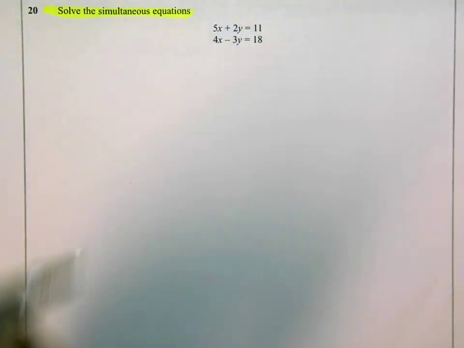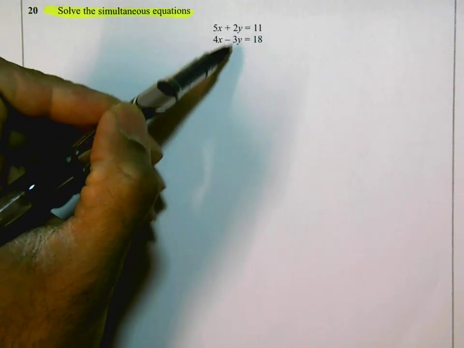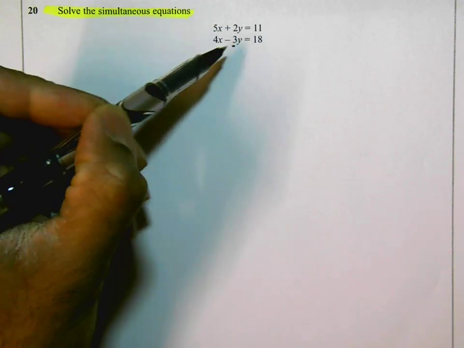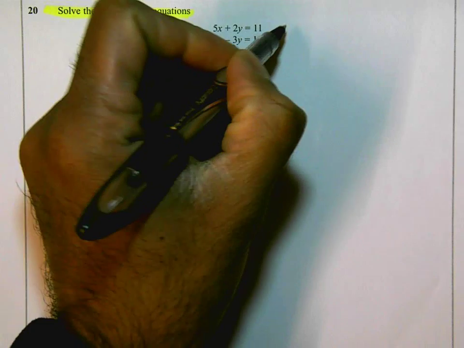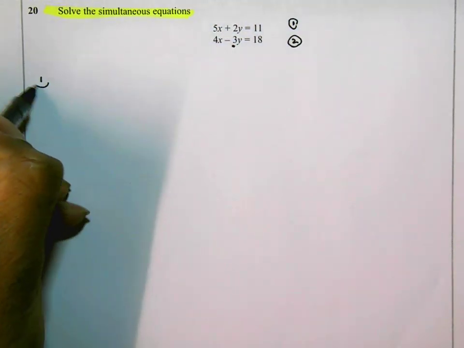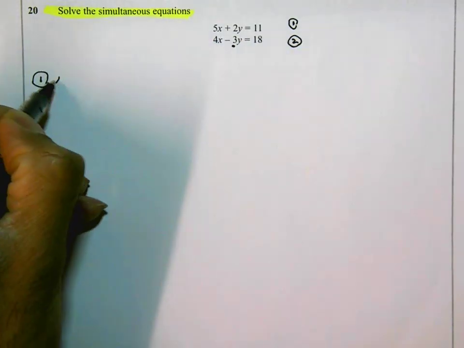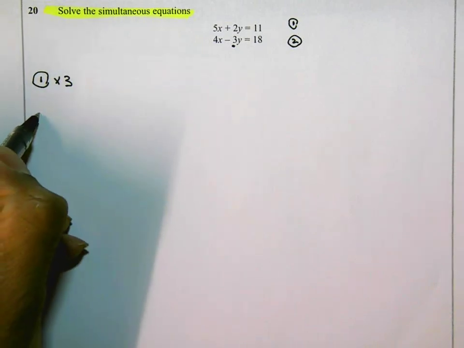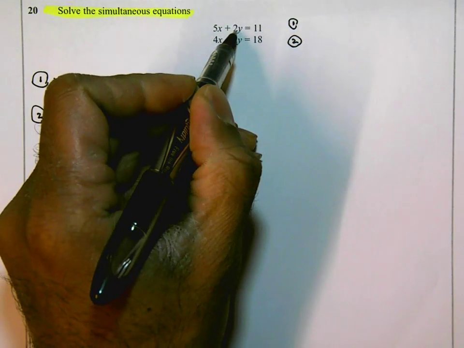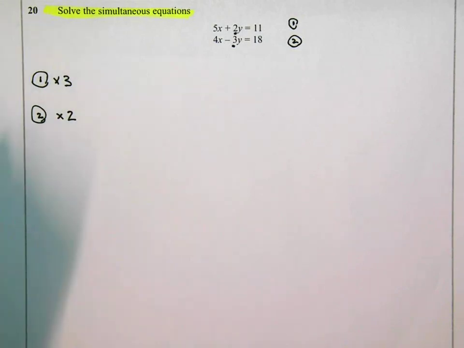To do that, I am going to times one equation. I'm going to times the first equation by 3, because the number in front of Y is 3 in the second equation. Let's just number them, 1 and 2. So I'm going to times equation 1 by the number in front of Y in equation 2, which is 3. And I'm going to times equation 2 by the number in front of Y in equation 1, so I'm going to times it by 2. Make sure you see that.